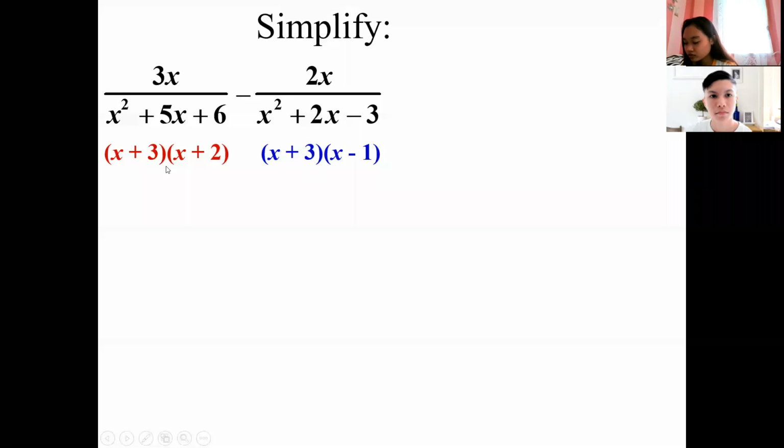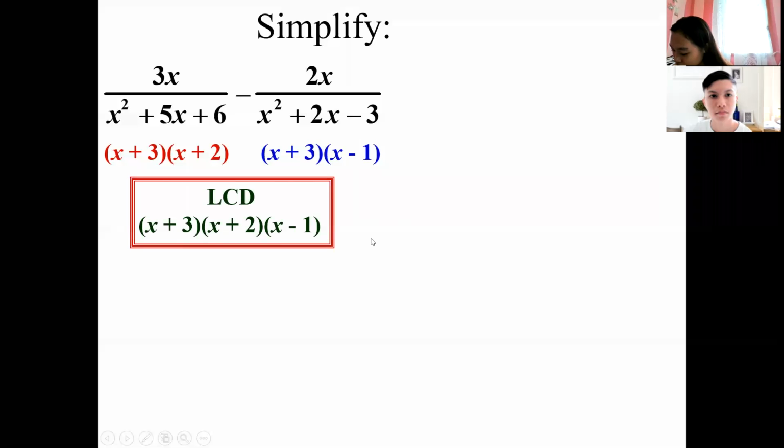Take this one. The denominator of the first term is x plus 3, x plus 2. And then the denominator of the second fraction is x plus 3, x minus 1. So we have here an x minus 1, which is not located in the first term. So we multiply these two by x minus 1. In the same way, as you look at the denominator of your second fraction, we only have x plus 3 and x minus 1, but we don't have x plus 2. Therefore, the x plus 2 will be multiplied here with our second term because our LCD is this one. Our LCD is x plus 3, x plus 2, x minus 1.